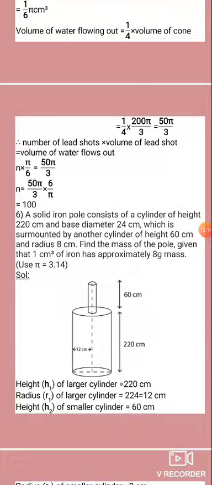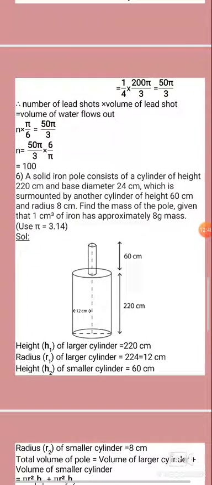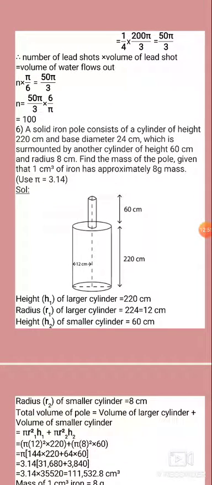Now height of the largest cylinder is 220 centimeter. Radius of that largest cylinder is equal to what? Diameter is equal to 24 centimeters. Diameter is 24, so 24 by 2 is 12 centimeters there. Now height of the smaller cylinder is equal to 60 centimeter. Now radius of the smaller cylinder is equal to what?